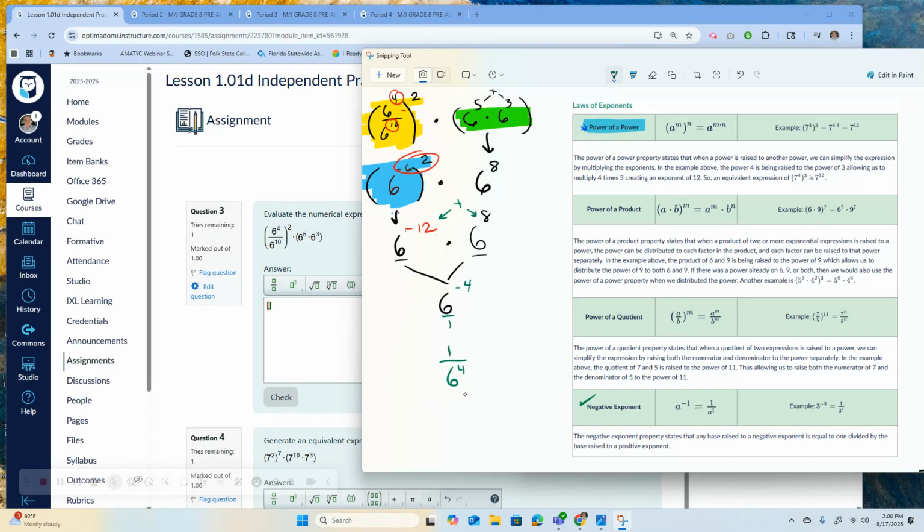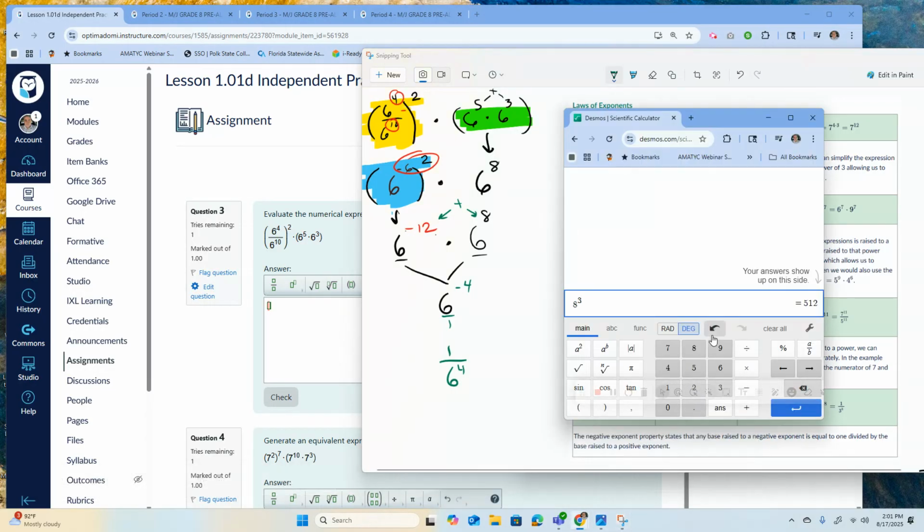Okay? This is an equivalent expression for problem number 3. Most likely, they want you to simplify to the lowest possible term. Okay? Simplify as much as you can.